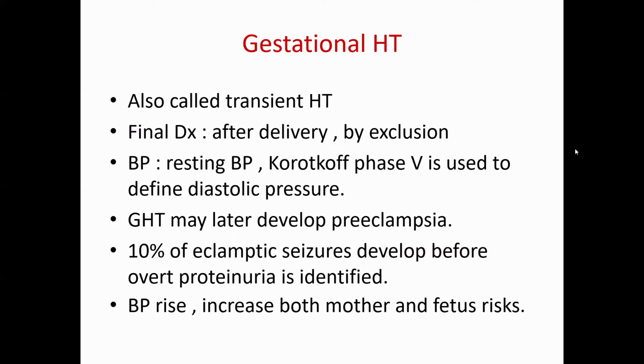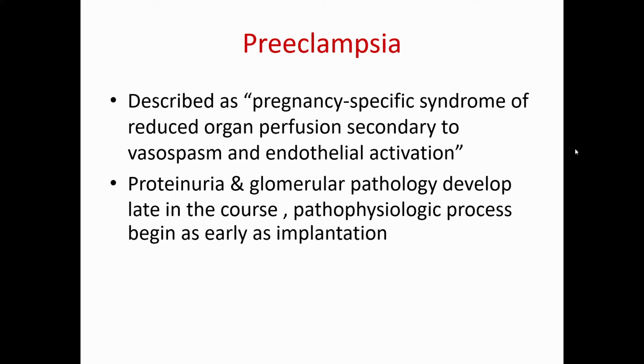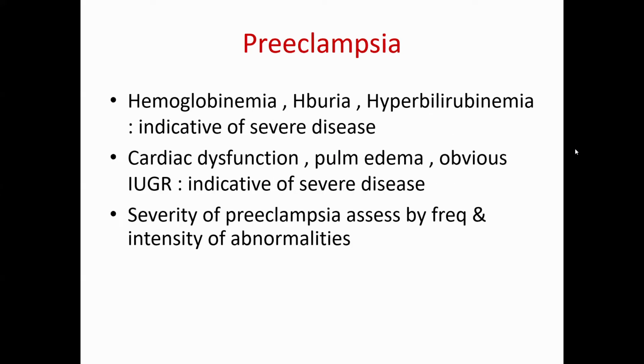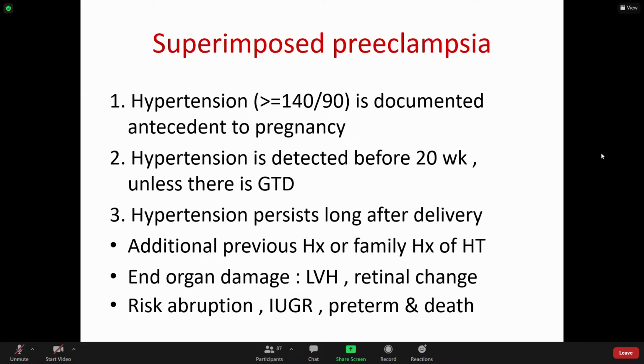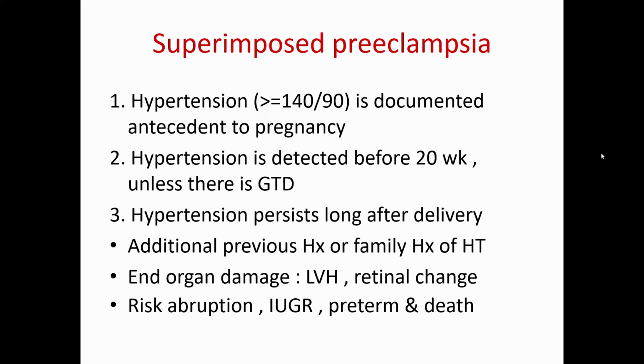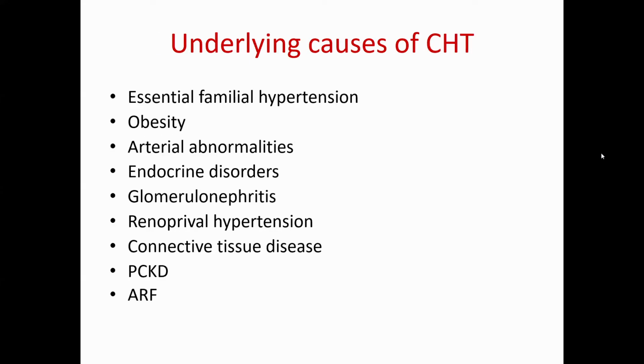So gestational hypertension, I've already said it is not associated with proteinuria. Blood pressure is 140/90 or more. Preeclampsia, there is proteinuria along with hypertensive changes. And superimposed preeclampsia, again there is proteinuria, new onset proteinuria in a chronic hypertensive patient.